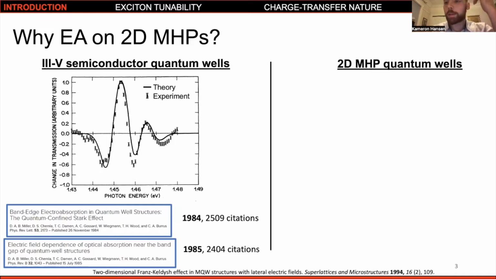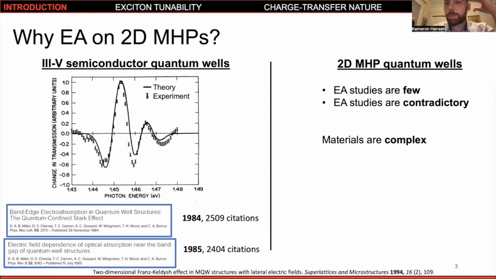So if we compare that to 2D perovskites, so far EA studies have been few. They've been contradictory in their analysis of the EA spectrum. And this really speaks to the intrinsic complexity of excited states in perovskites. There are simply lattice effects in these materials that don't need to be accounted for in the 3-5 compounds.